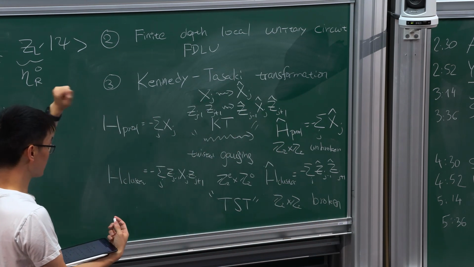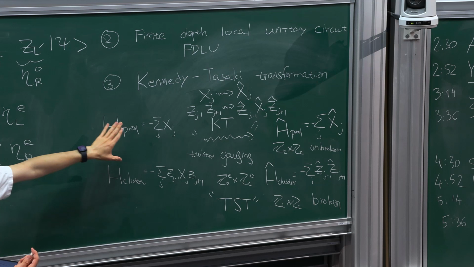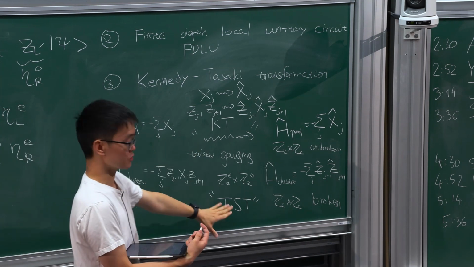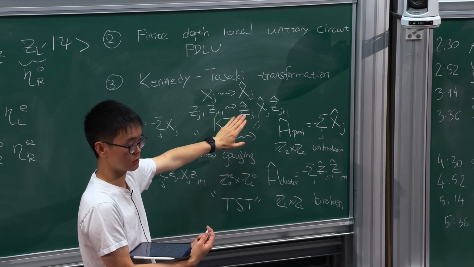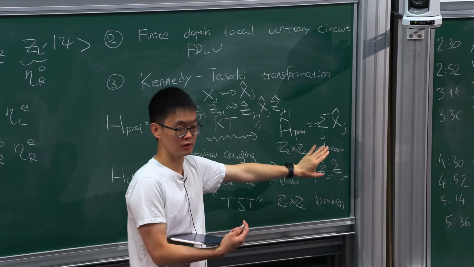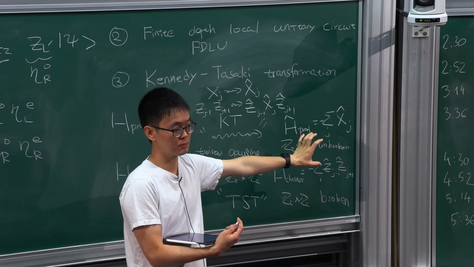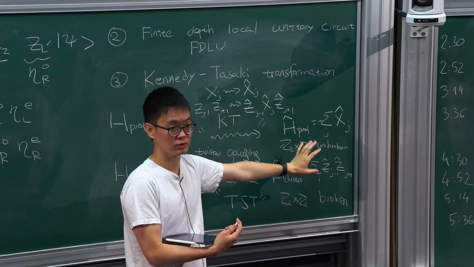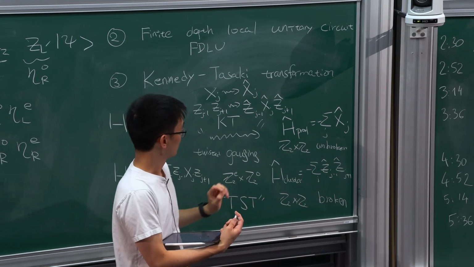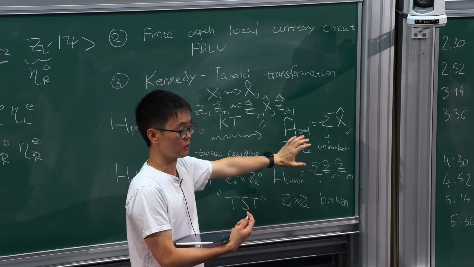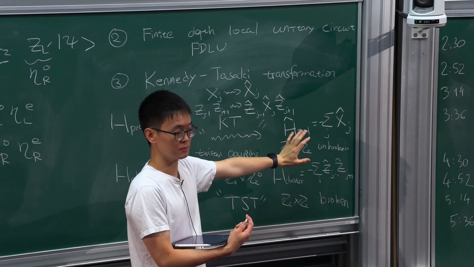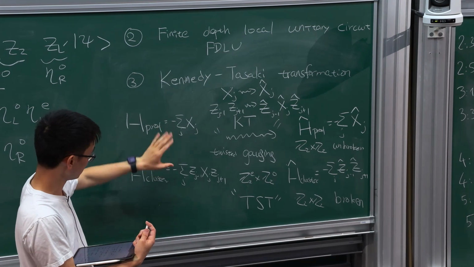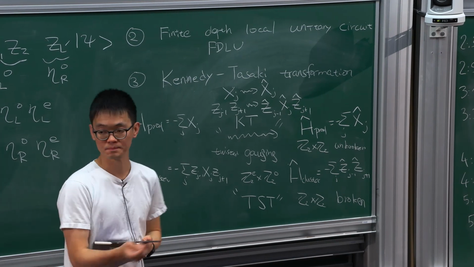So the upshot is that instead of distinguishing the two SPTs directly on the left-hand side, after you do the gauging, or equivalently doing the Kennedy-Tasaki transformation, you map the two SPTs into 2 different symmetry breaking Hamiltonians in the usual sense with respect to Z2 cross Z2. And we know how to distinguish Hamiltonians that represent different global symmetry breaking patterns, and thereby that gives you another way to distinguish the two SPTs.